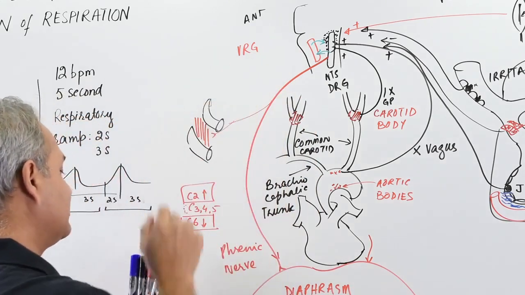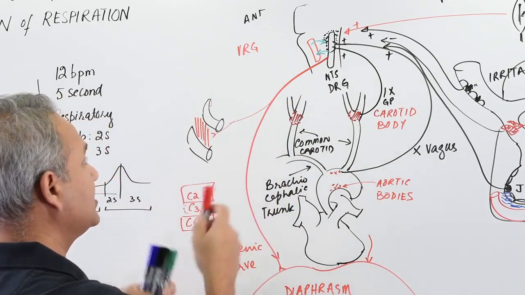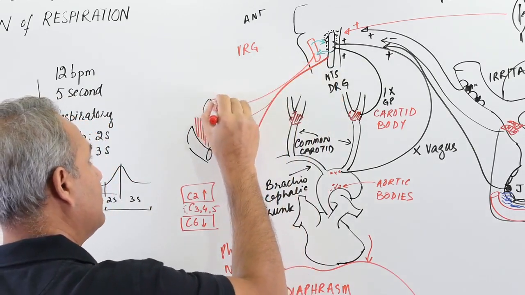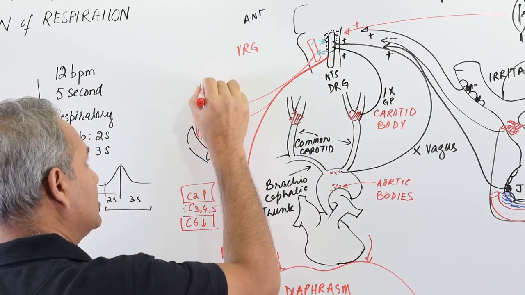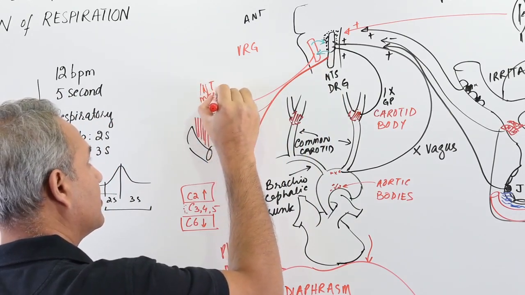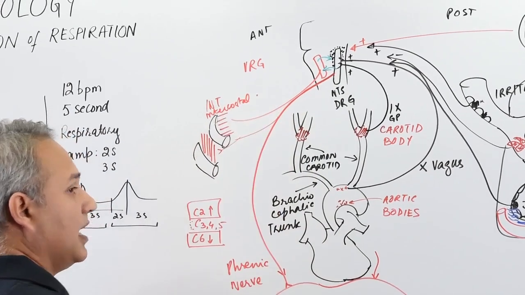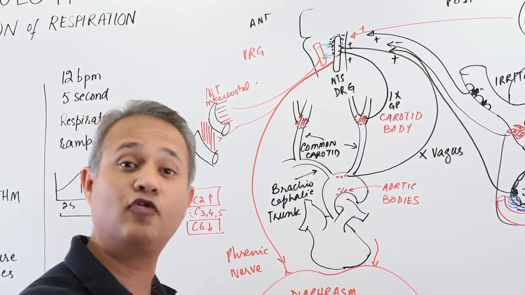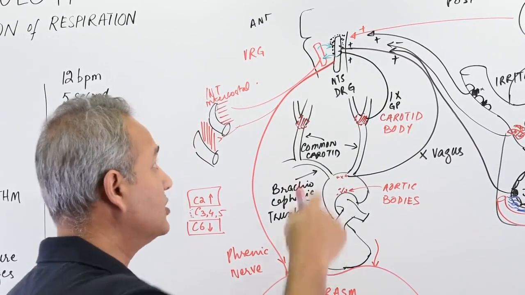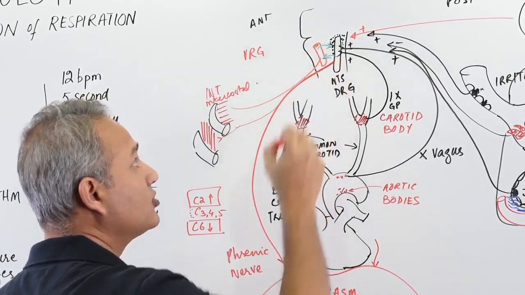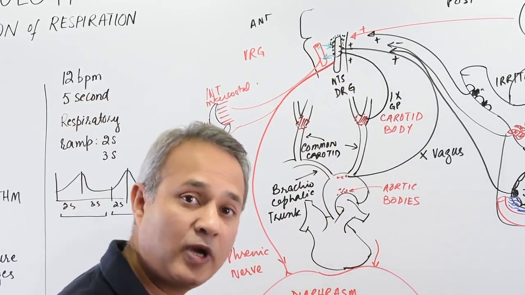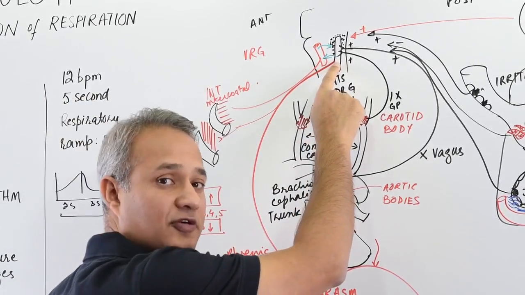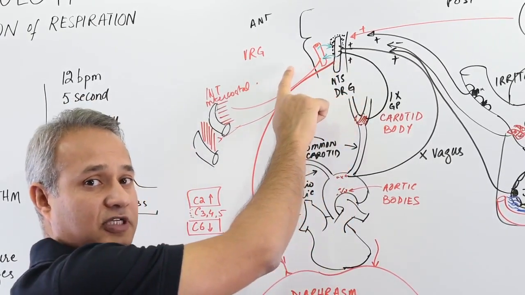However, the ventral respiratory group sends impulses to extra muscles of breathing, for example, internal intercostals and the other muscles that take part, abdominal muscles and so on, in forced respiration. So this area is for forced respiration. And how and when does it become active? When the nerve impulses spill over from the dorsal respiratory group to the ventral respiratory group.